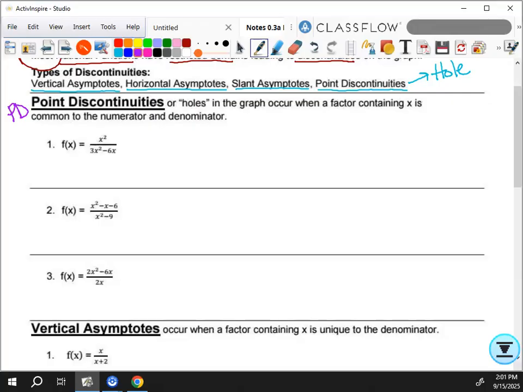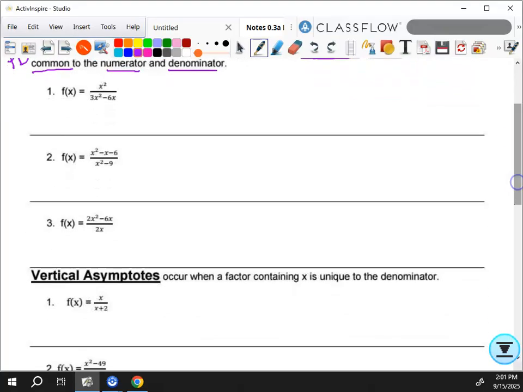Okay. All right, so point discontinuities or holes occur when a factor containing x is common to the numerator and denominator. So if I just factor out 3, we don't care about that. If I factor out 3x or something like that, I do care about it. That means that we can cancel it out. All right, this is why we reviewed factoring.